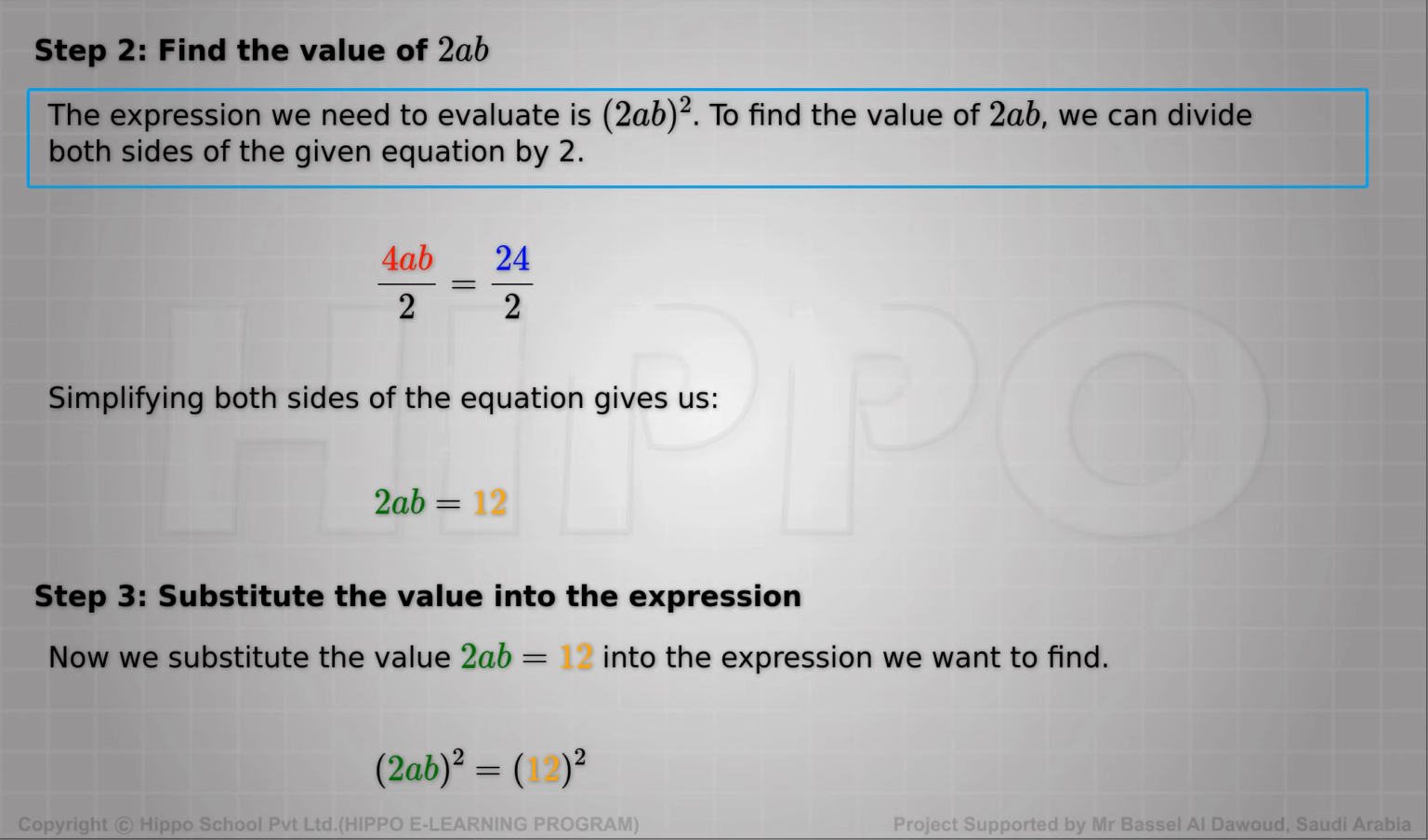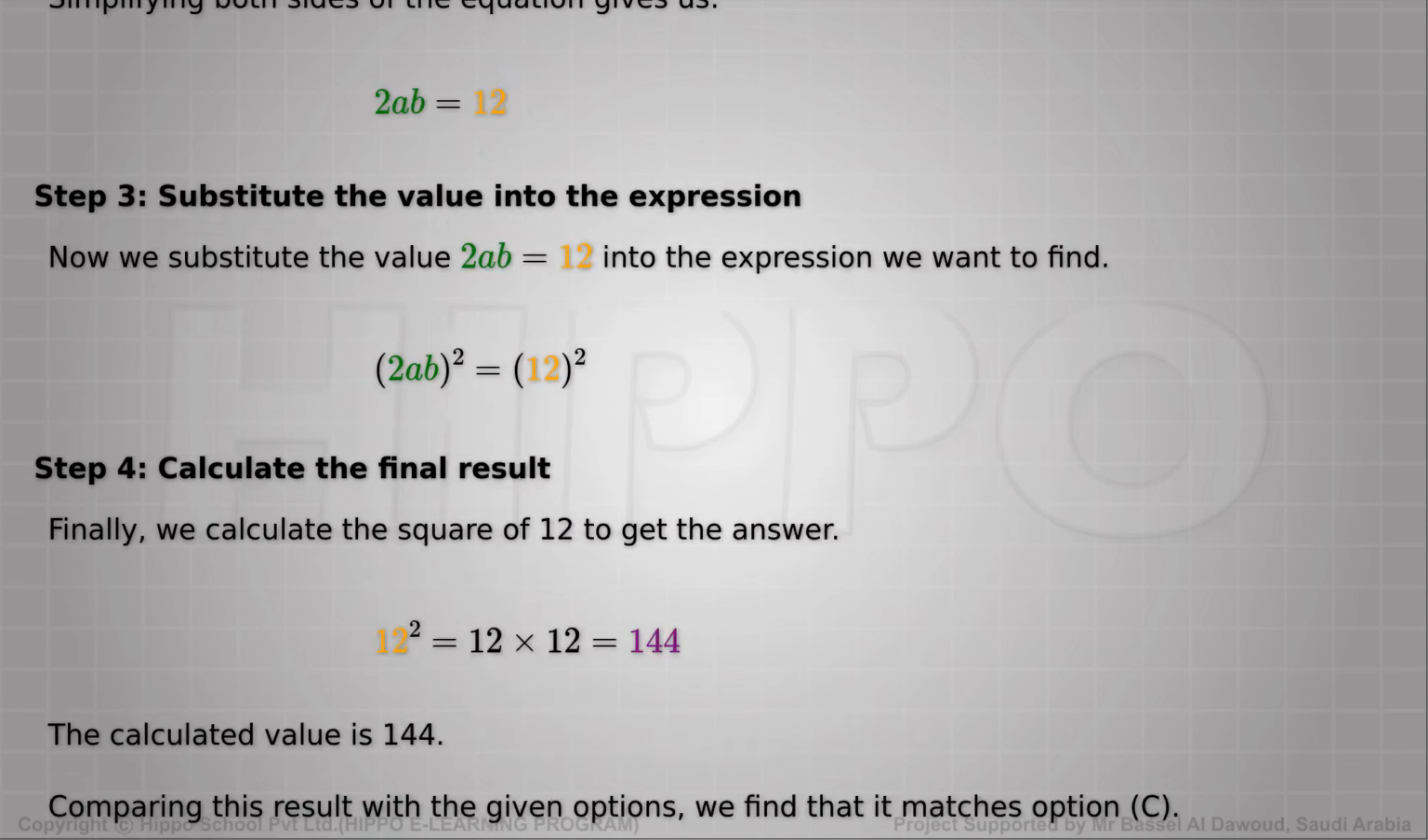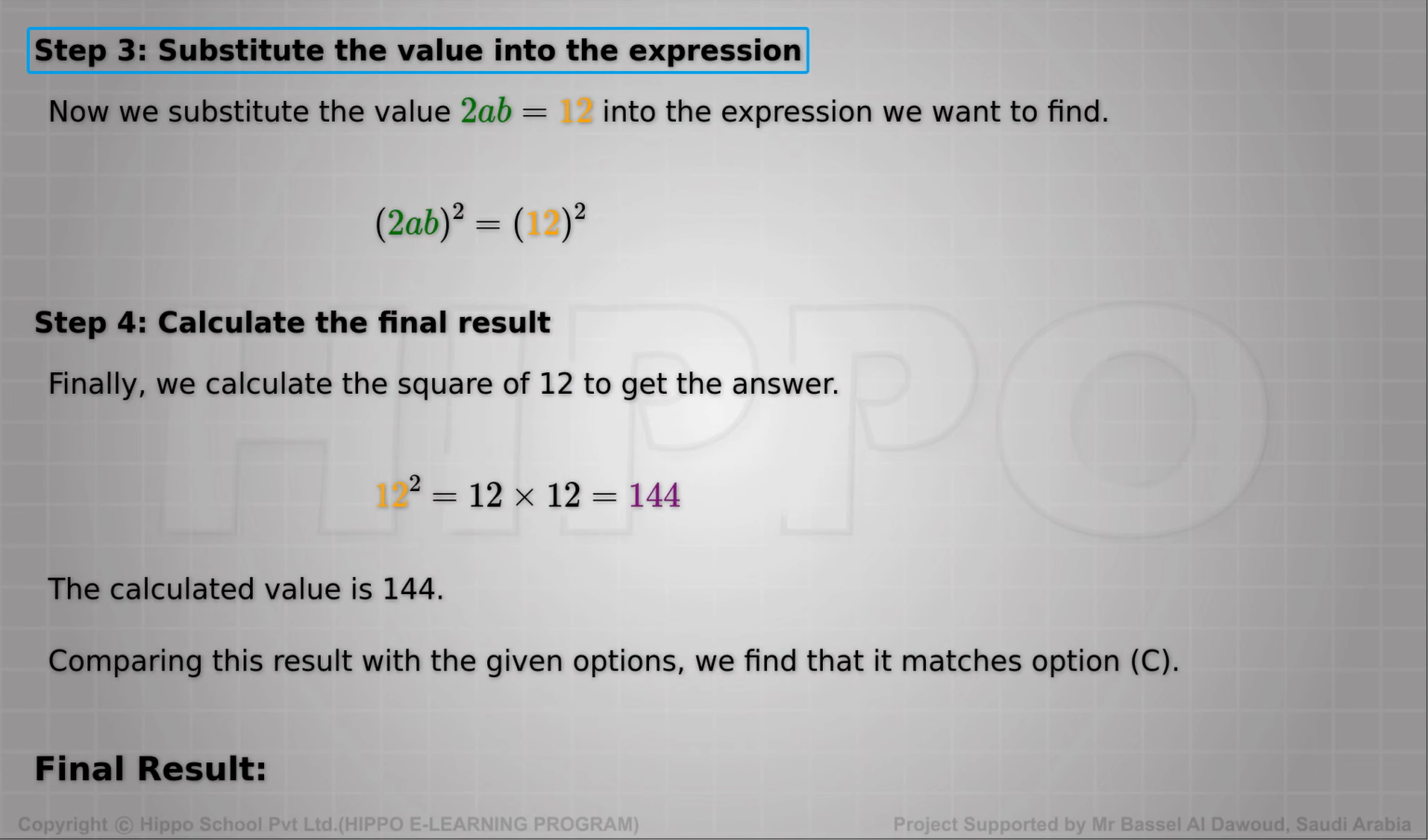So to find the value of 2ab, we can simply take our original equation and divide both sides by 2. As shown, 4ab divided by 2 gives us 2ab, and 24 divided by 2 gives us 12. So we found that 2ab is equal to 12. That's the most important part of the puzzle solved. Great, we're almost done. Let's look at step 3.